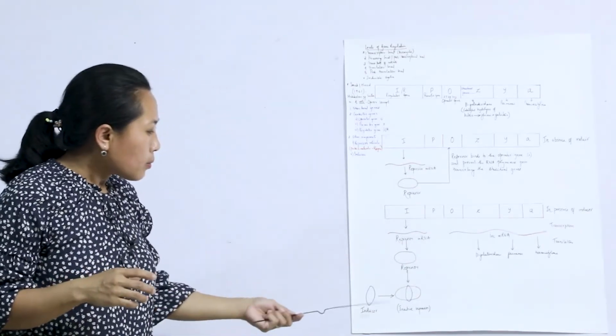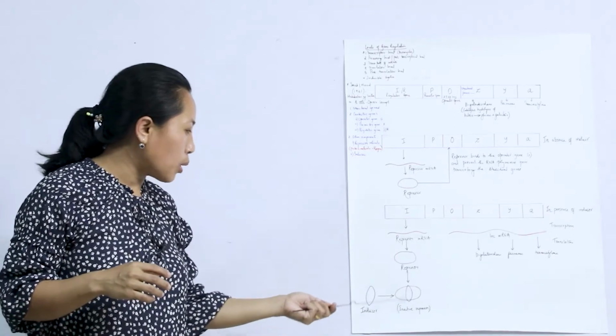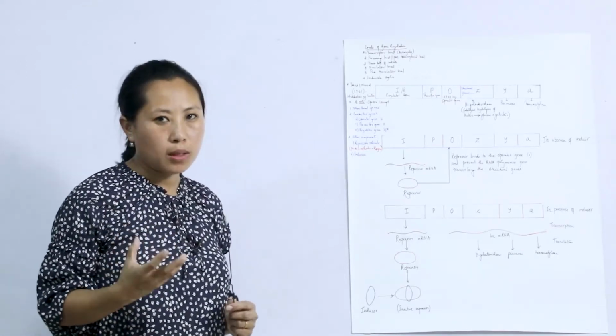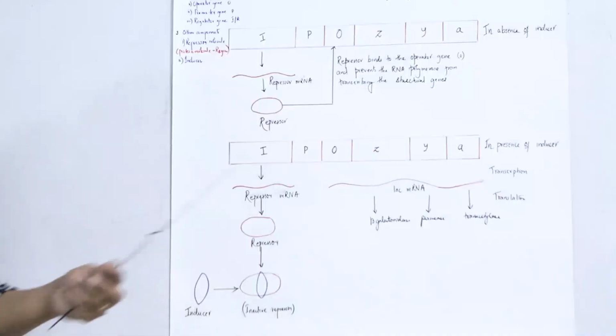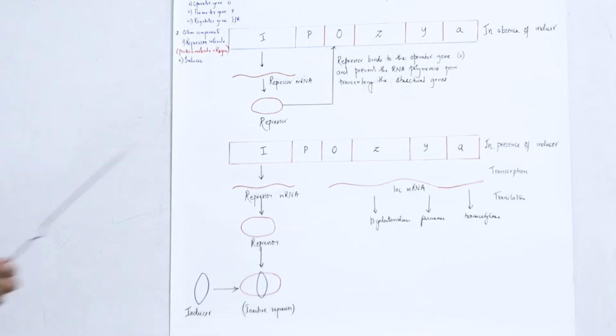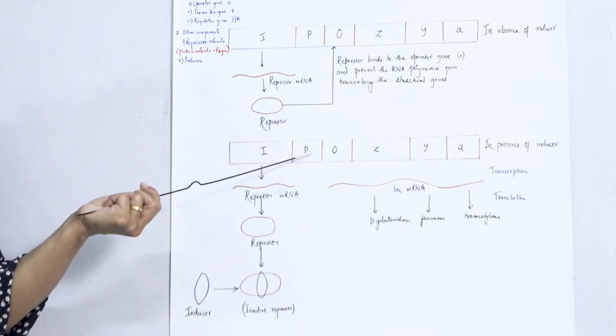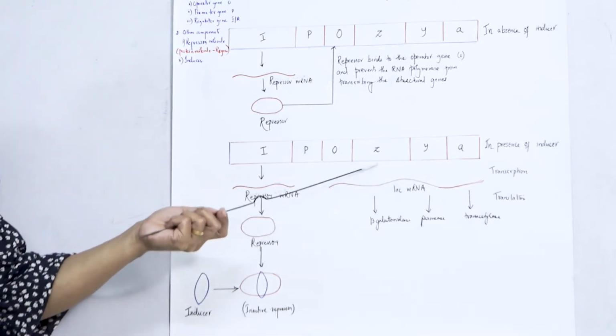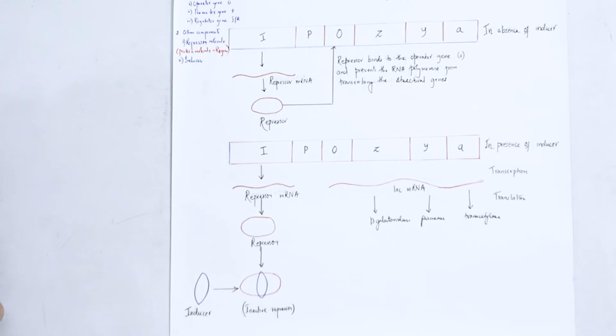Okay, so now this inducer binding to the repressor molecule makes it inactive, and as such, the inactive repressor will not bind to the operator region. So now this operator region is free. There is no obstacle for the RNA polymerase to cross over. So now RNA polymerase binds to the promoter region and starts transcribing the structural genes, forming lac mRNA, lactose mRNA.